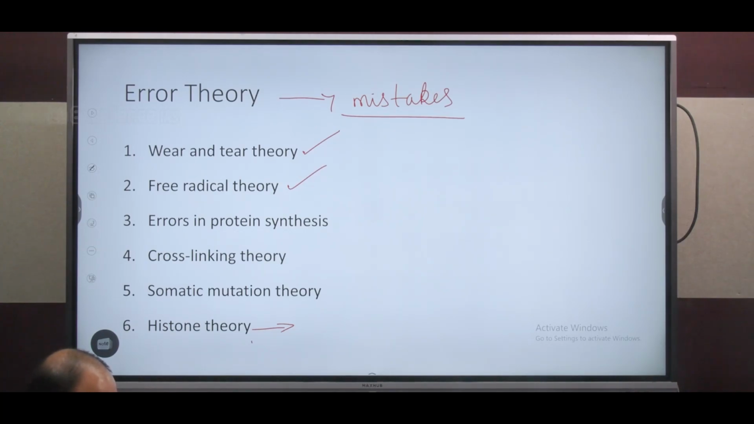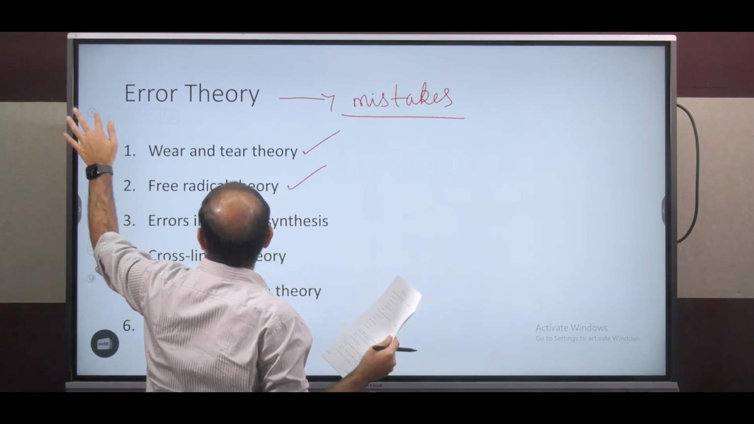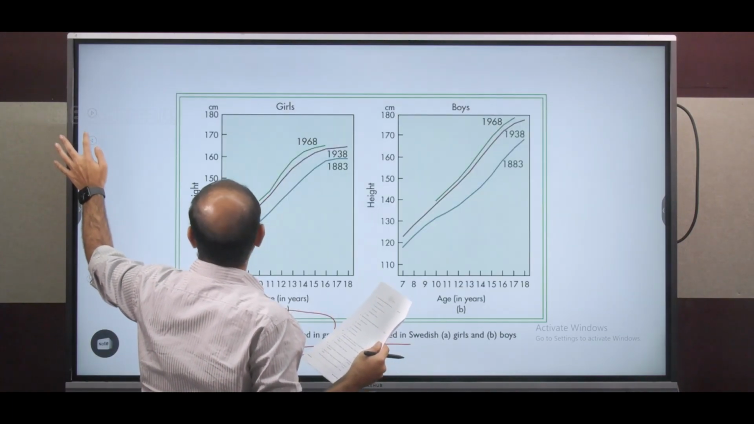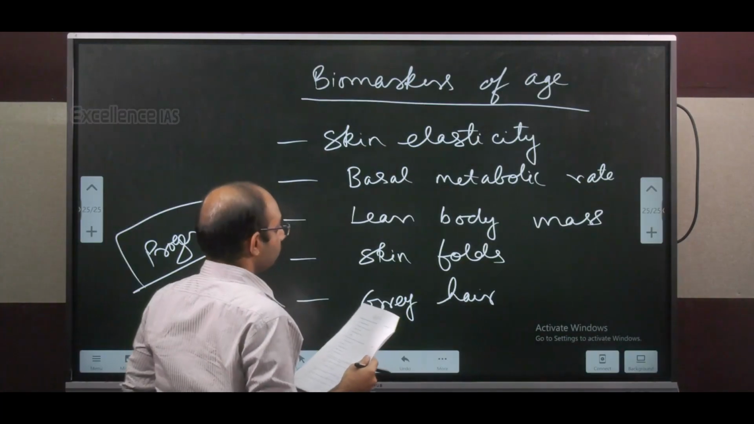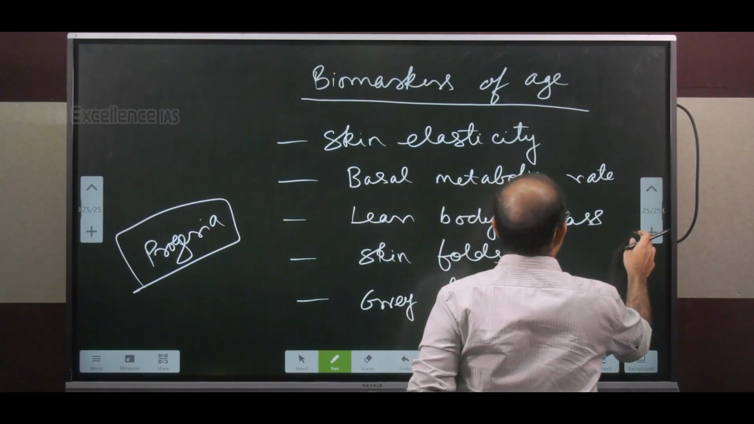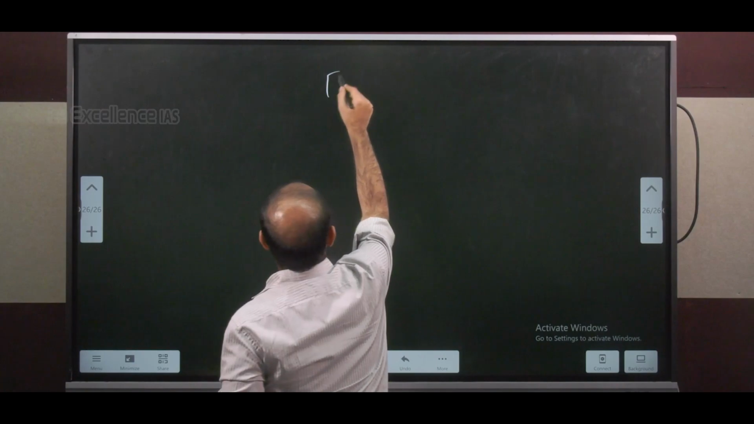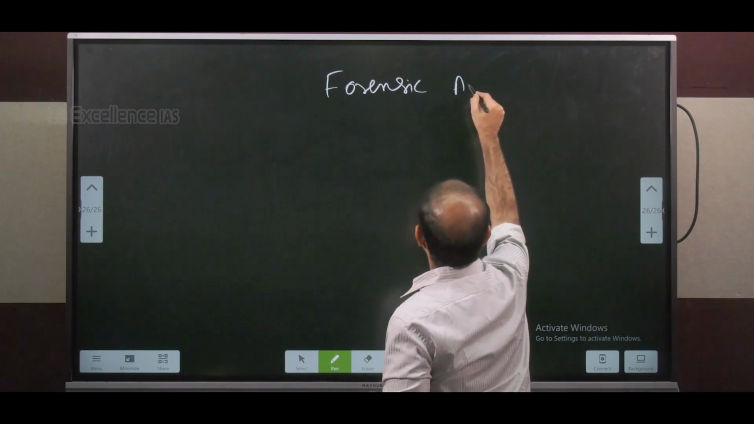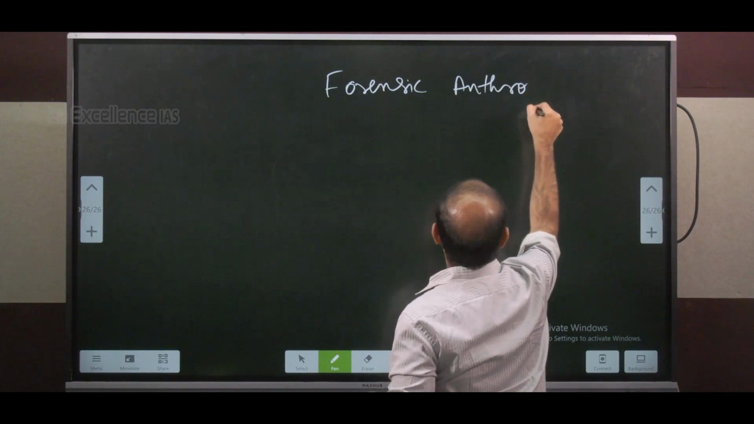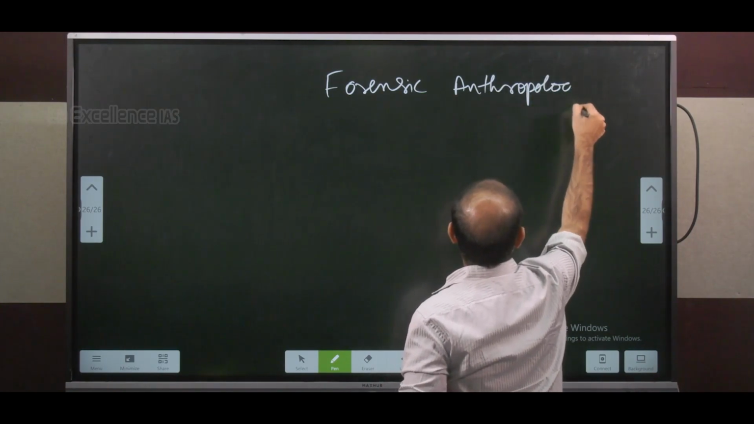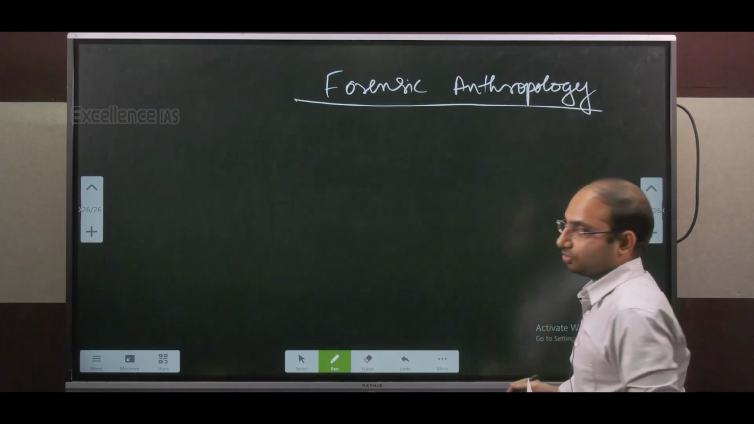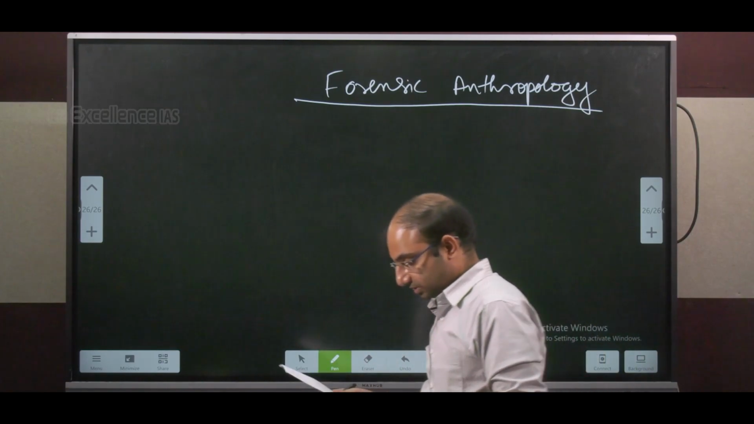Next, 3B. This is about forensic anthropology. For forensic anthropology, things are very simple. This is a very standard question. It has been asked quite a few times. We can expect this question to be asked this year also. So please prepare this seriously.